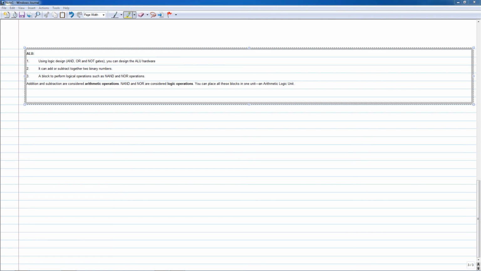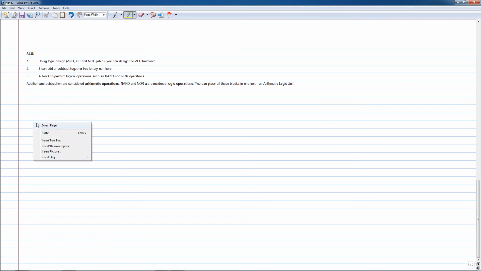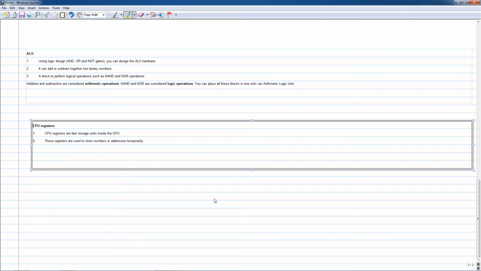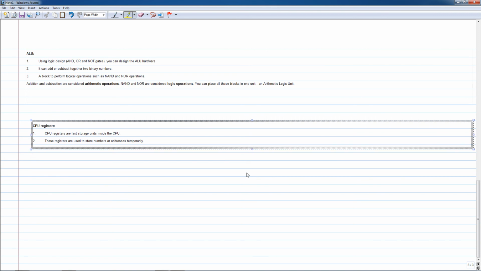CPU registers are used to store data that is going to be used by the CPU shortly, and they're fairly fast. These registers just store numbers and information, obviously in binary form, that is temporary, that's going to be used by the CPU and then discarded later, such as adding two numbers and creating a result.